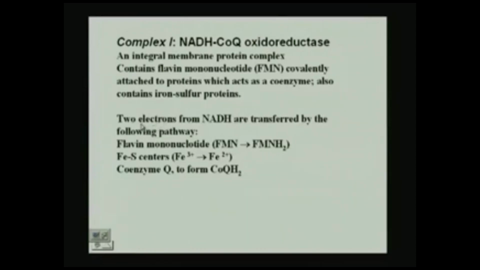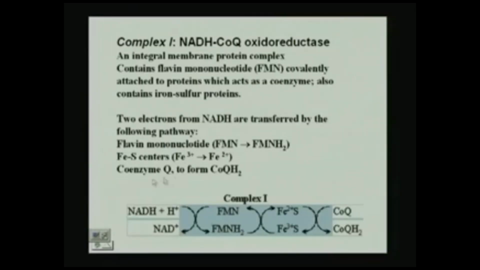Now, what happens in complex 1? There are 2 electrons from NADH that are transferred through flavin mononucleotide, the iron centers and coenzyme Q. Okay. Now, on the next slide, I have just compacted the whole thing. This is complex 1. These are the cofactors that actually take part in the reaction, because you have to remember the enzyme actually gets back to where it was, right. So, it is the cofactors that finally have to get back to where they started from, right.